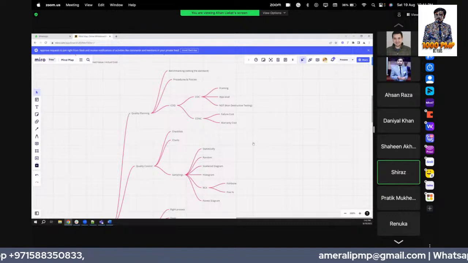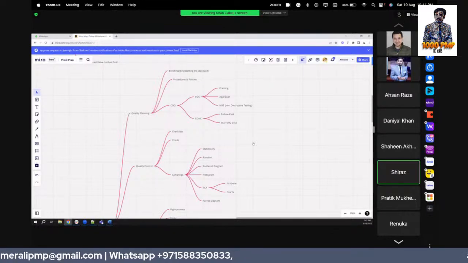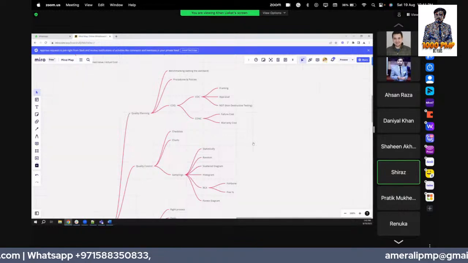In cost of quality, we have cost of conformance, which is training, appraisals, and some kind of testing, which we can do, like non-destructive testing. Then we have cost of non-conformance, which is failure cost and the warranty cost.